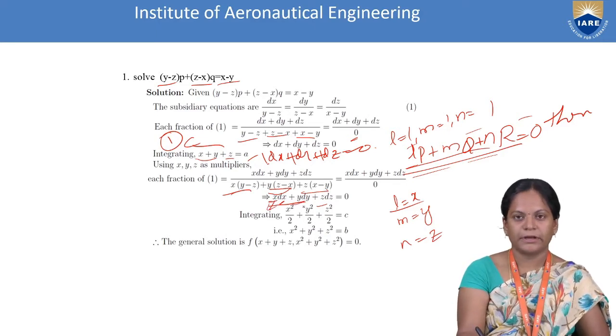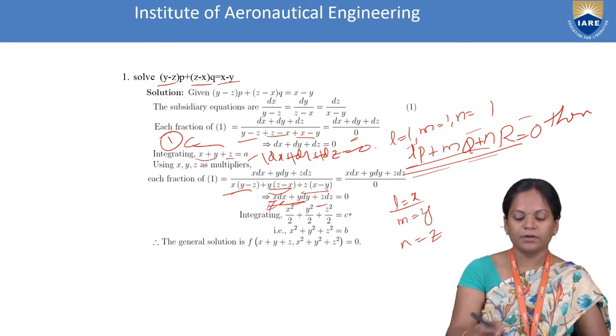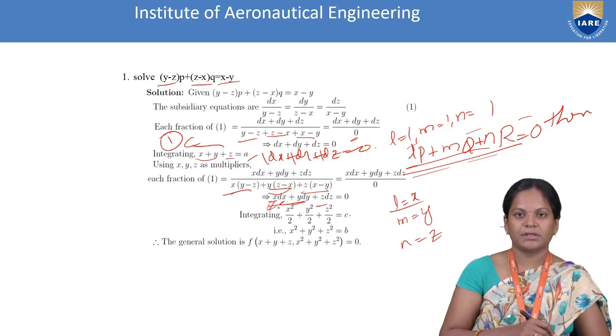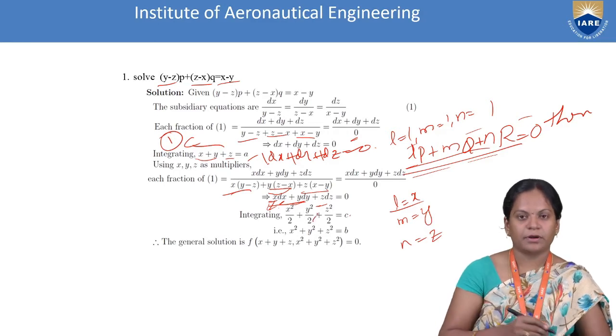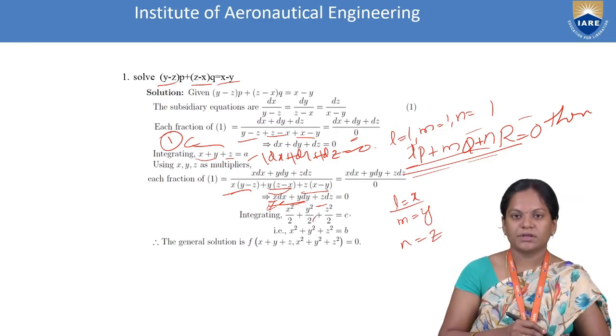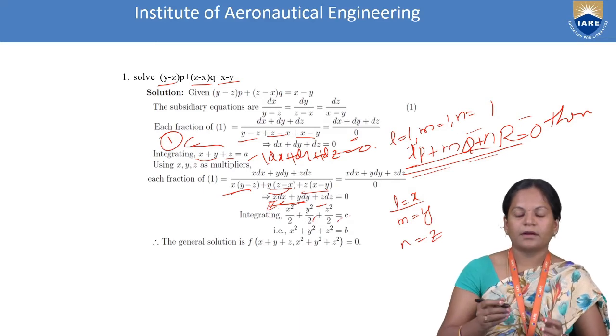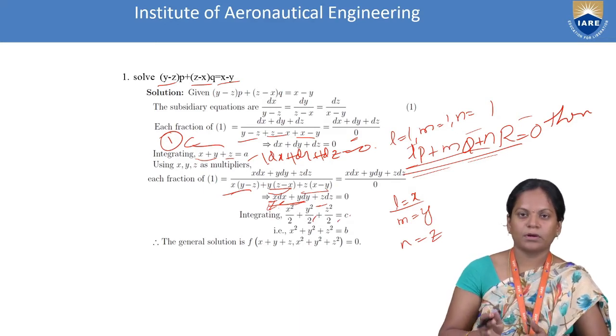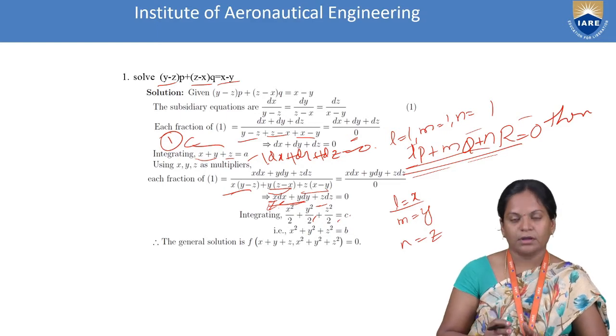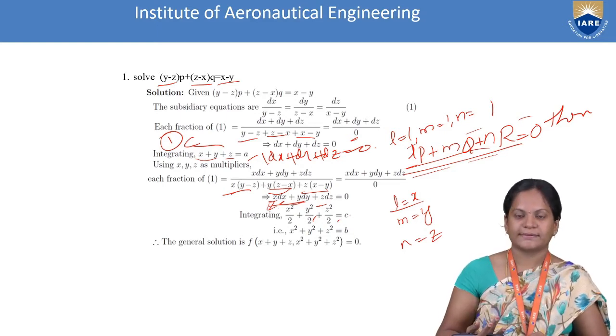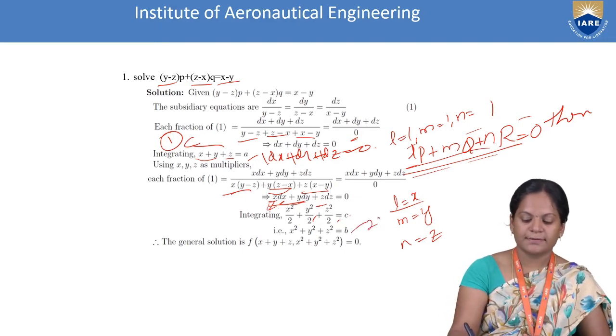Here we have y dy, z dz equal to 0. Then we can take the integration. X integration is x squared by 2, y integration is y squared by 2, and z integration is z squared by 2. Here LCM 2, so we can take 2 common and take that side. That will give the constant. P is a constant, 2b is also a constant. So we get another solution: x squared plus y squared plus z squared equal to another constant, that is b. So this is the second solution.